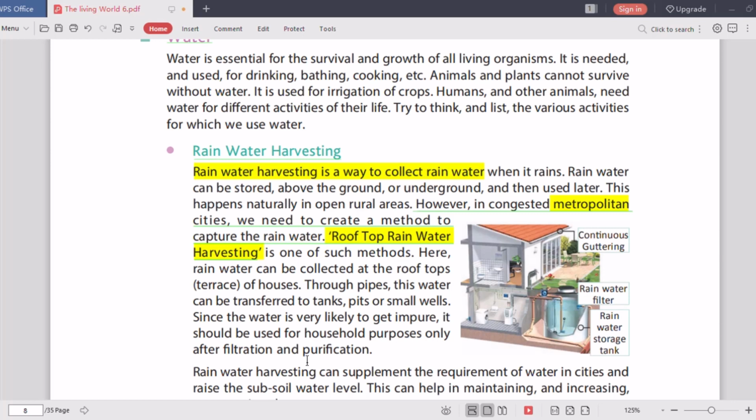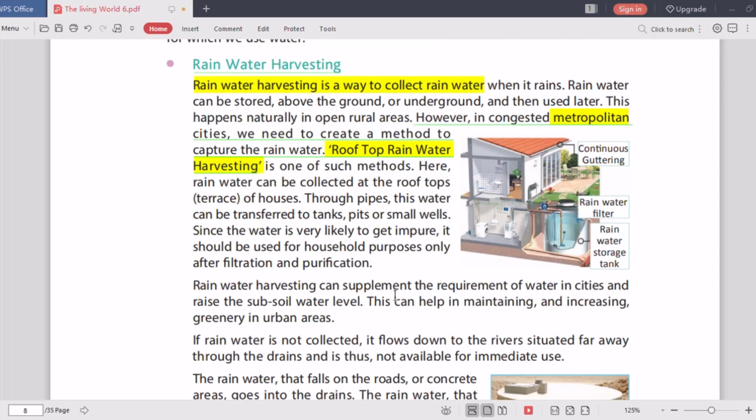Rainwater harvesting can supplement the requirement of water in cities and raise the subsoil water level. If we use rainwater again, then the demand on other sources decreases. So this helps in maintaining and increasing the greenery in urban areas.